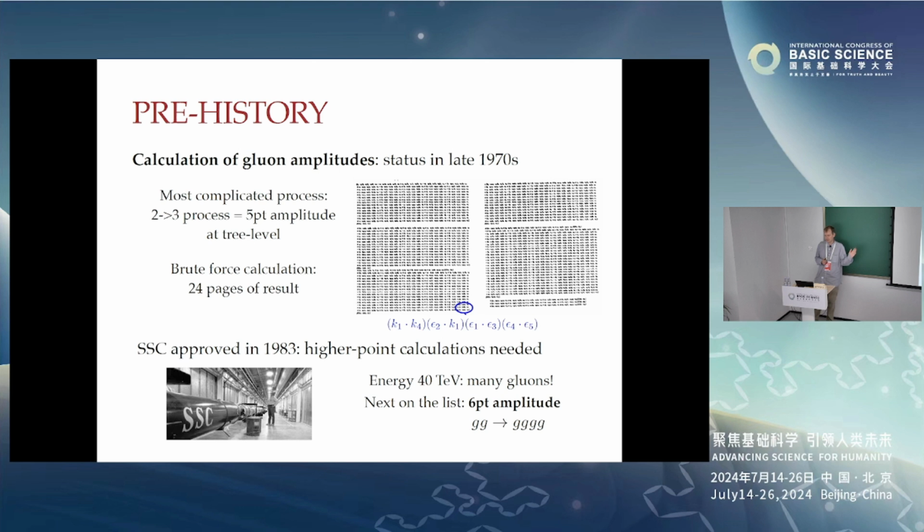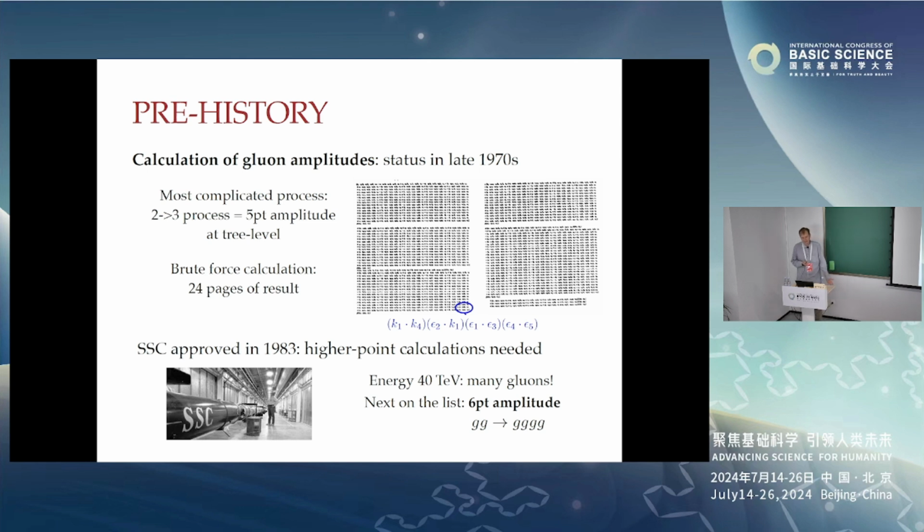Once you just do the calculation straightforwardly, you end up with 24 pages of algebra like this. This is one of the pages, where these small things are scalar products of polarization vectors and momenta for particles involved in the process.